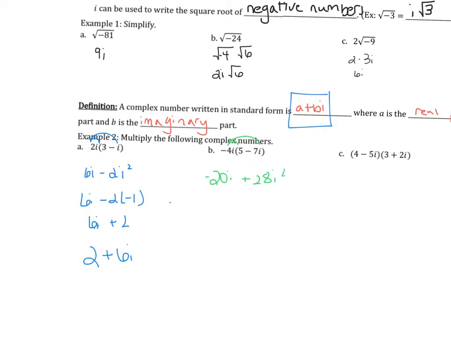So what I do when I see that i squared is I know that that equals negative 1, which means that it's going to change the sign of whatever number it's attached to.